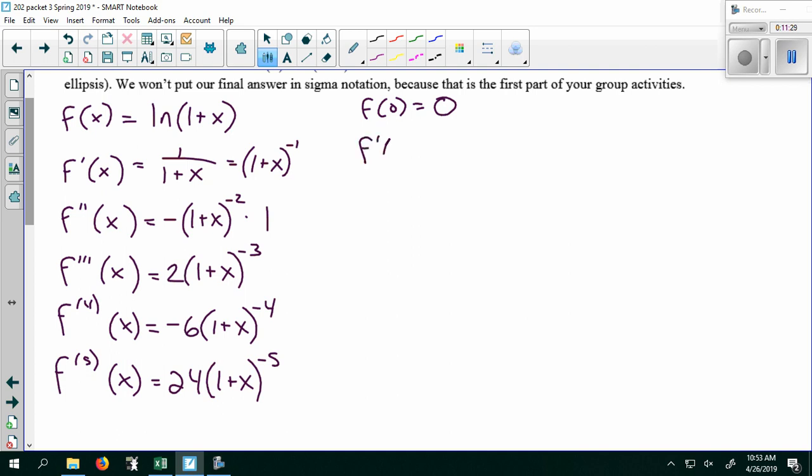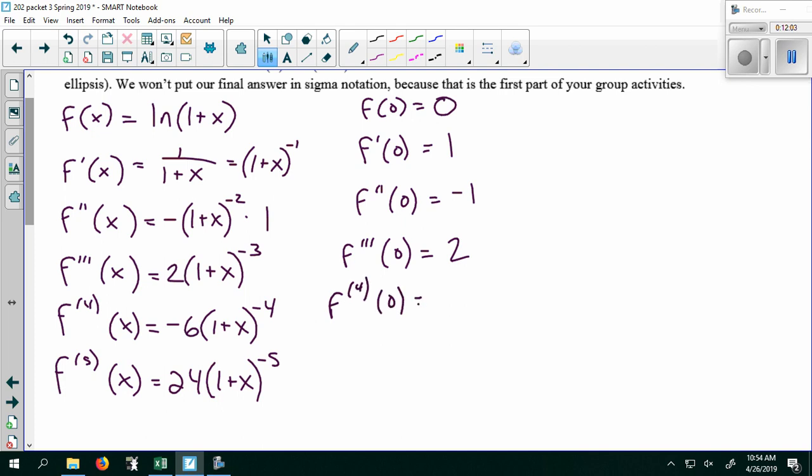And then f prime of 0, that's 1 plus 0 to the negative 1. 1 to the negative 1 is 1. And f double prime. So 1 to the negative 2 is 1, but then there's a negative out front, so this becomes negative 1. One to the anything is 1, times 2 is 2. Fourth derivative at 0, 1 to the anything is 1 times negative 6. And the fifth derivative at 0 is 24.